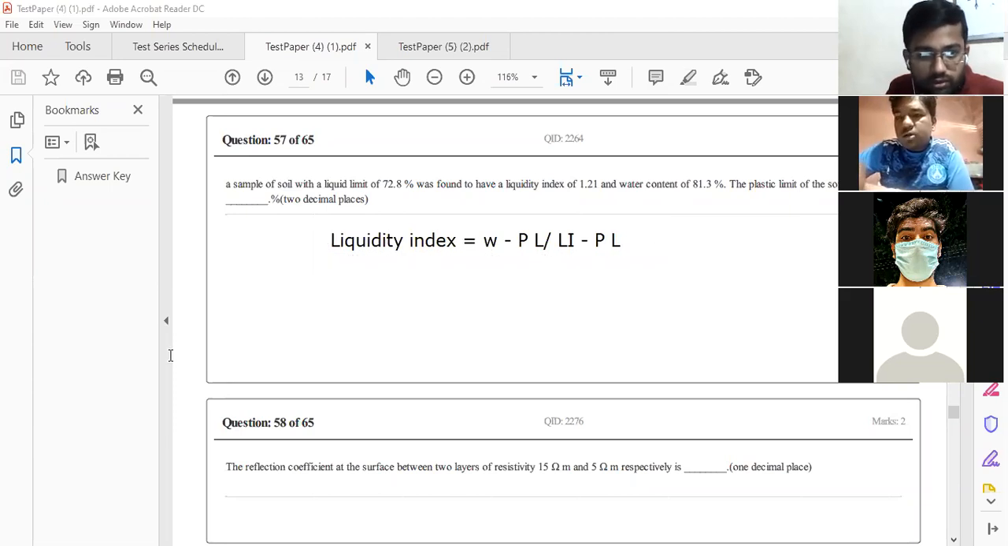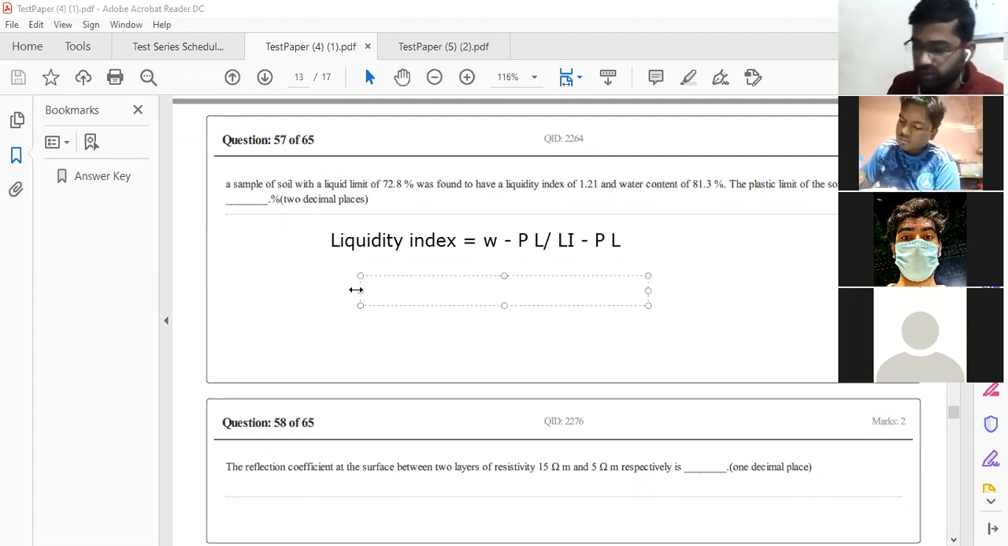Sir, what is LI? Huh? Liquidity index. Sir, in the divide, the LI. Yes, liquidity index. Sorry, liquid limit. Sorry, liquid limit. PL is plastic limit and W is water content.